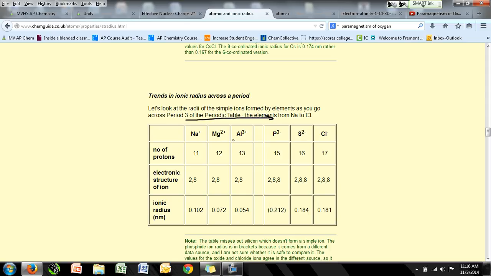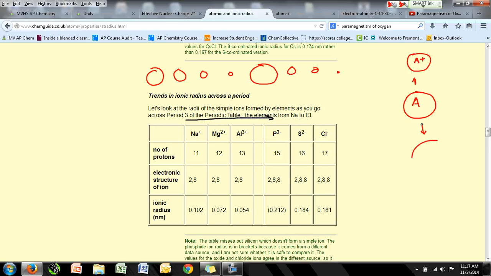However, because cations have a smaller radius than anions, you see a steady decrease from sodium to aluminum, and then phosphide, because its anionic radius is larger than aluminum's, and then you see a decrease in the anionic radius as well. So across the period, cationic radius decreases, then anionic radius is larger, and then it decreases again. And the reason is, if this is an atom A, its cation will be smaller than atom A, and the anion, A minus, will be larger than A.